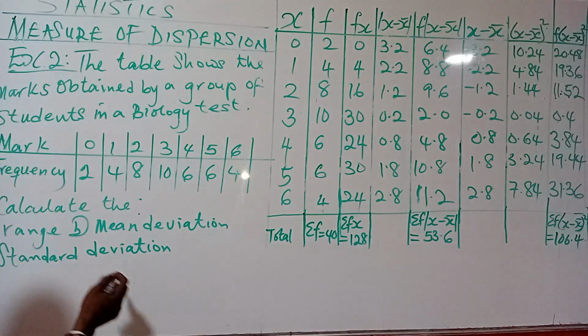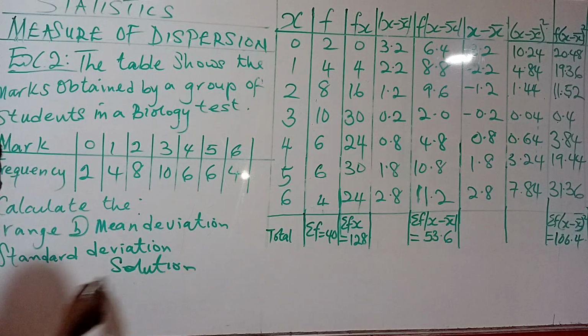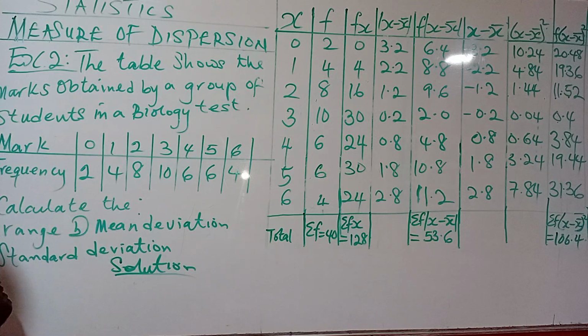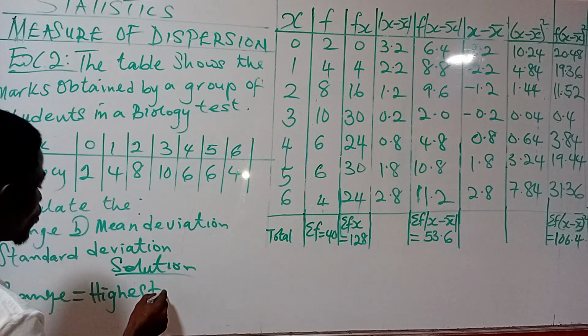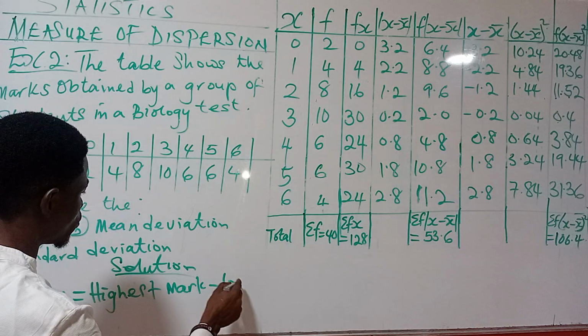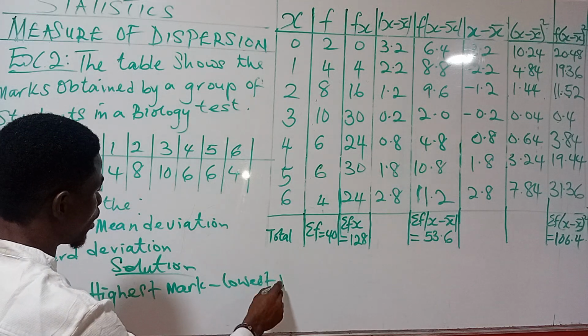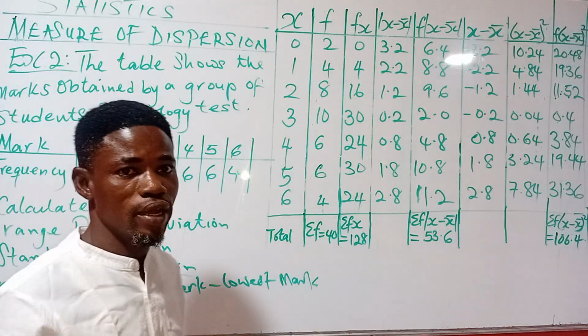We have to calculate the range. How do we calculate range? Range is the highest value, the highest score, let me say highest mark, minus the lowest mark. That is the range: highest score minus lowest mark.